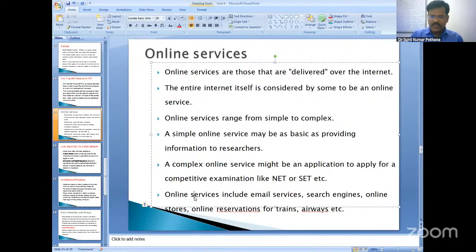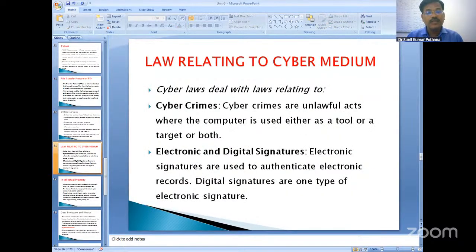Online services include email services, search engines, online stores, and online reservation for trains and airways. Everything is possible online. So the use of online services is widely spread, and here we need to know about some cyber crimes and cyber laws also.